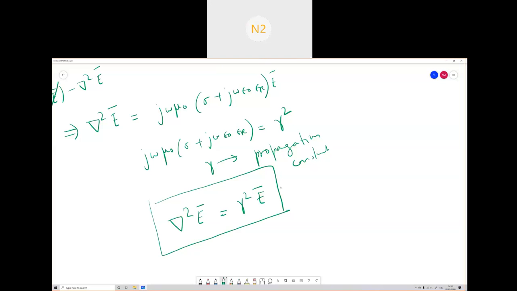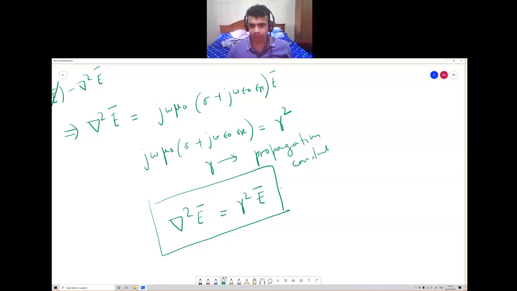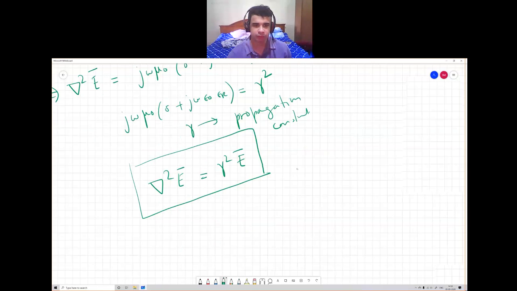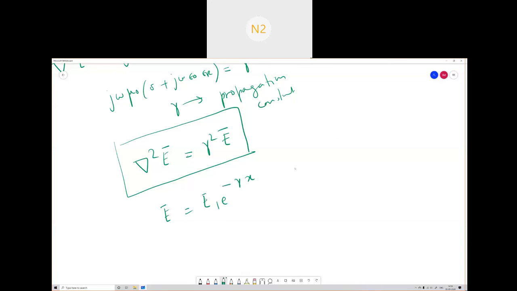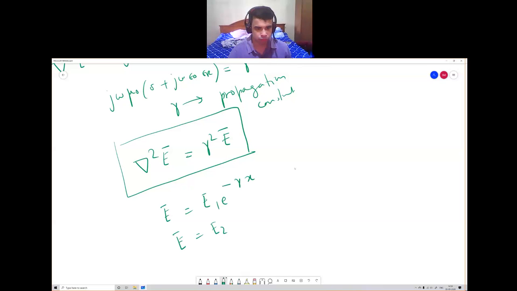In transmission lines, right? And what was the solution for transmission line equations? If the equations are the same, the solution will be the same as well. So we take one page from transmission line and we can have three solutions. E equal to E1 e to the power of minus gamma x, E equal to E2 e to the power of gamma x, E equal to E3 e to the power of minus gamma x plus E4 e to the power of gamma x. So what does this mean?